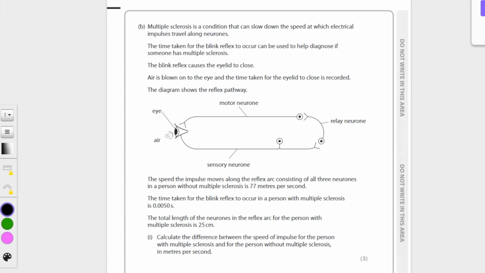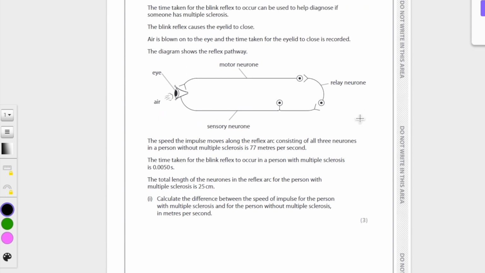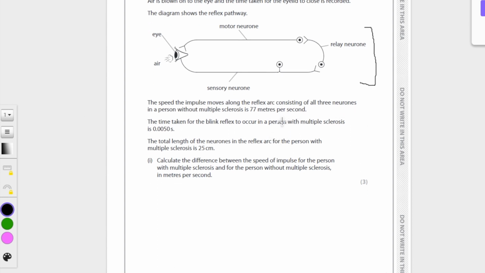Okay, now B. Multiple sclerosis is a condition that can slow down the speed at which electrical impulses travel along neurons. The time taken for a blink reflex to occur can help diagnose a person with multiple sclerosis. This is the blink reflex. There's a puff of air to the eye, and time is recorded. This is the pathway right here. The reflex consists of 3 neurons.